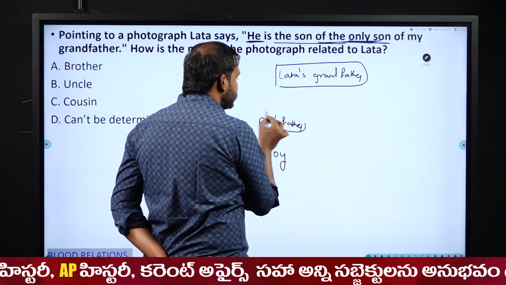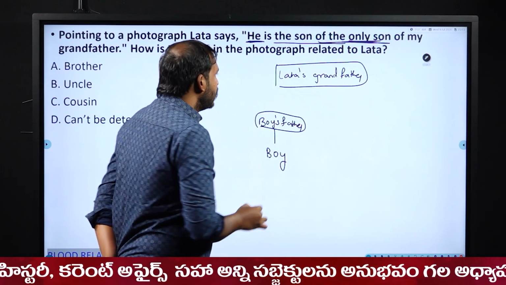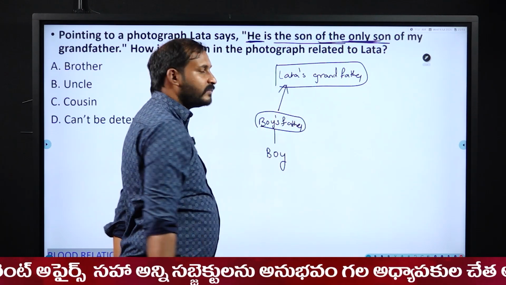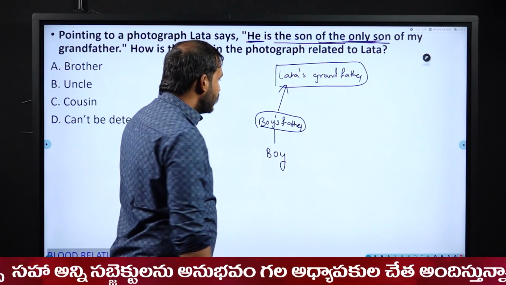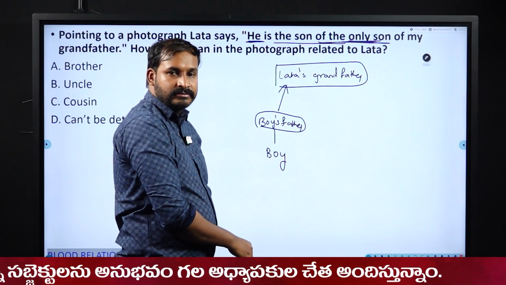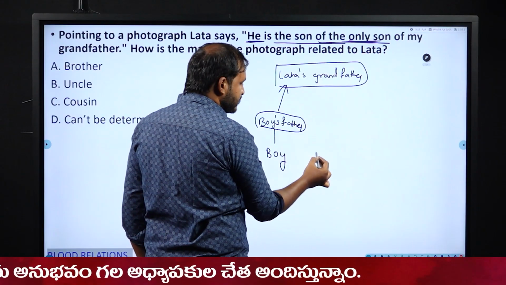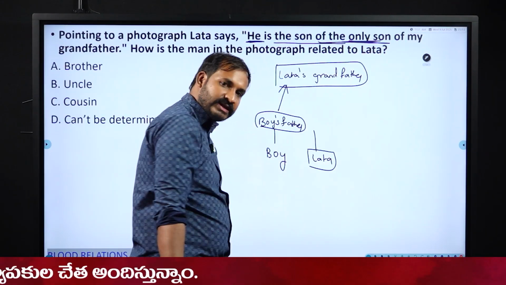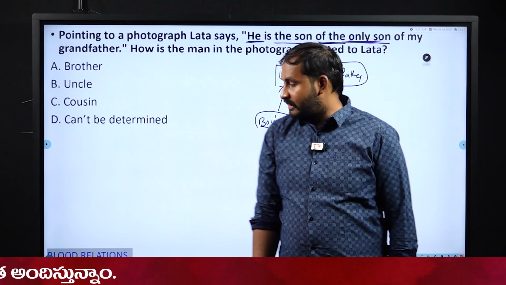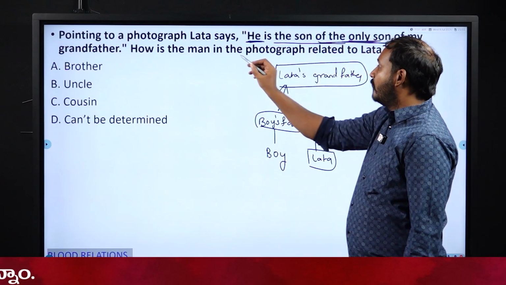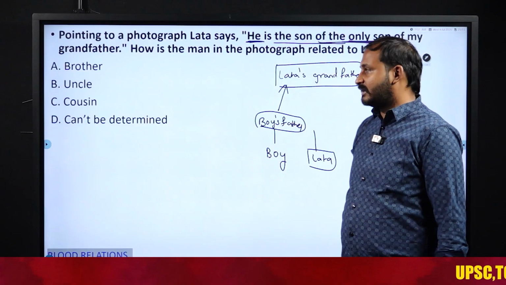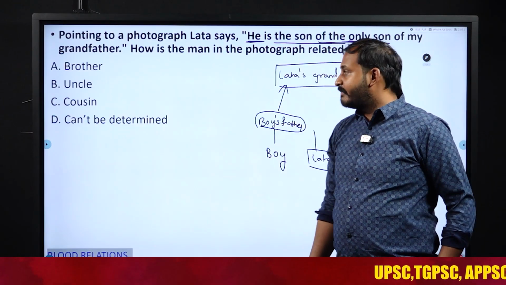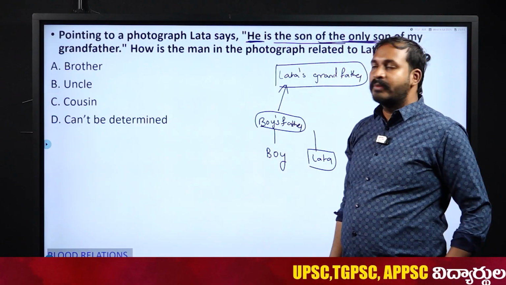Now, this person is the only son of whom? Lata's grandfather. Now, where will Lata be, tell me? Lata will obviously be in the same generation, right? Lata and that boy belong to the same generation. Yes, sir. Lata and that boy can belong to the same generation. Now, how is the man in the photograph related to Lata? What might be my answer here?